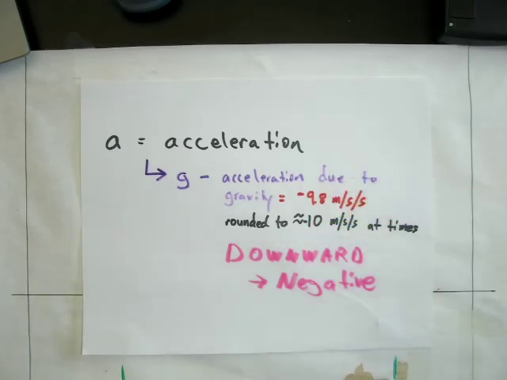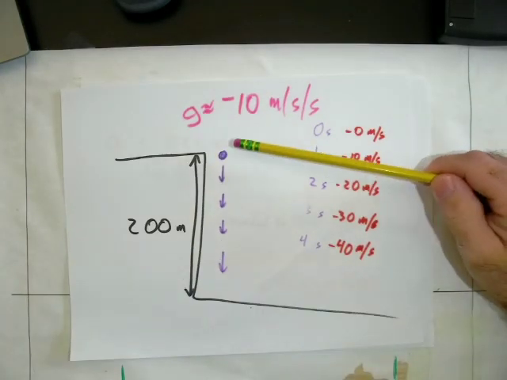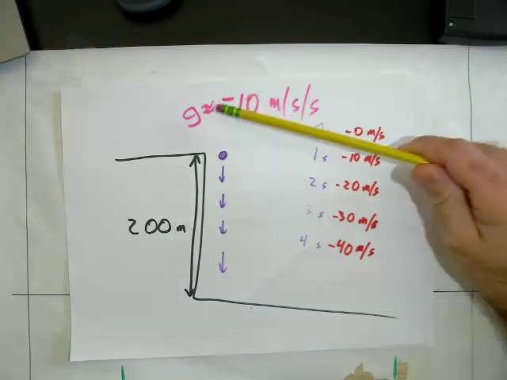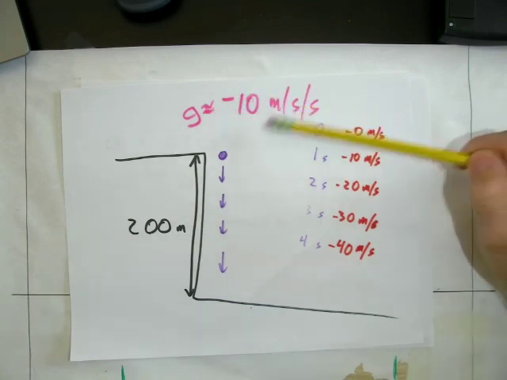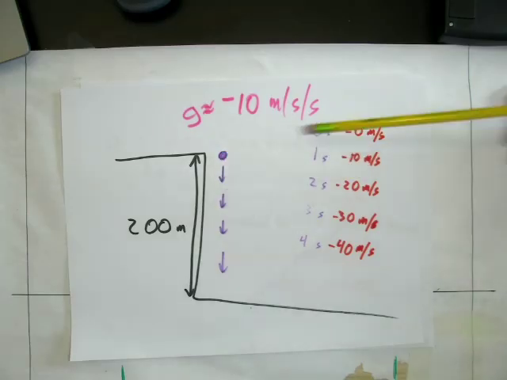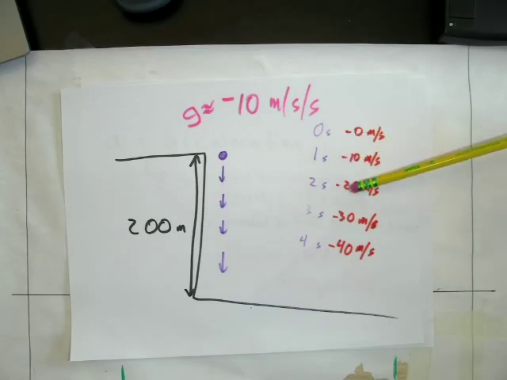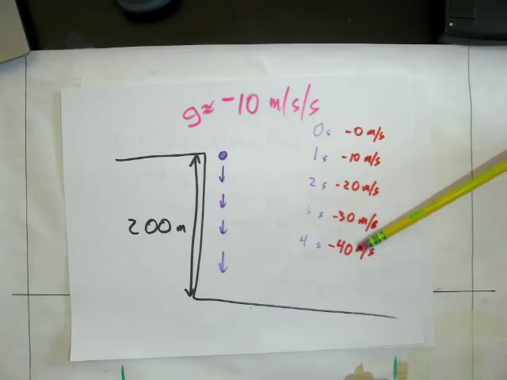How is that relevant? A good example would be if a ball is dropped off of a cliff. We remember that g is approximately negative 10. As the ball starts to go down at 0 seconds, it would have a velocity of 0 meters per second. As each second passes, it would have an additional negative 10 meters per second added to it. So after 4 seconds, it'd be traveling at negative 40 meters per second.